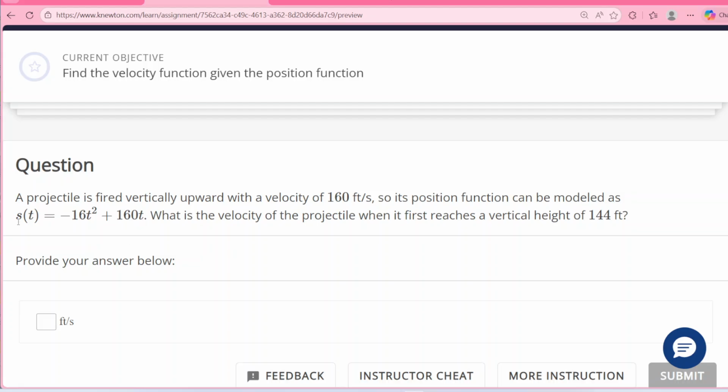Where position s is in feet and time is in seconds, right? Because the velocity is given in feet per second. They're asking, what is the velocity of the projectile when it first reaches a vertical height of 144 feet? Because it would go up, be 144 feet in the air, maybe go a little higher, but then eventually fall back down. And while it's falling, it'll be 144 feet in the air again at some point. So they're saying when it first reaches, so on the way up. On the way up, when does it hit the 144-foot mark off the ground?